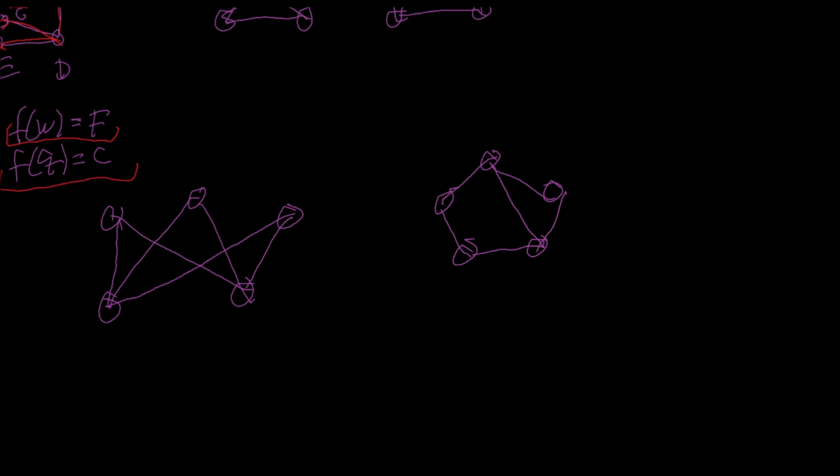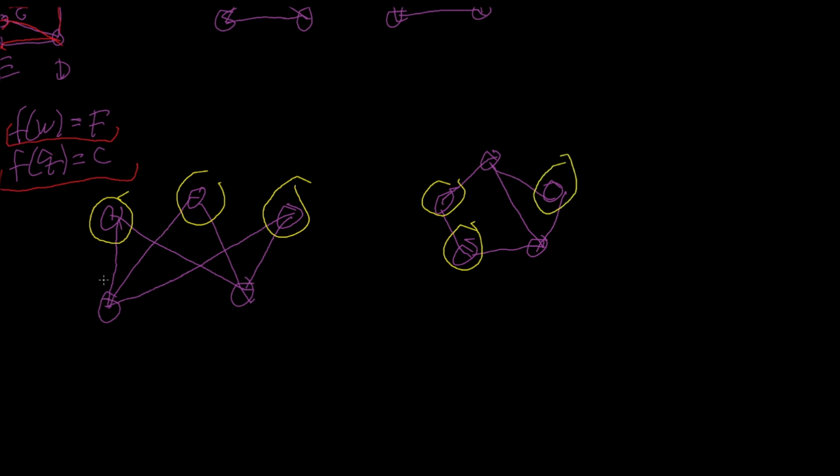Now, it does look rather promising since both graphs have three vertices with a valence of 2. These three vertices has a valence of 2, and these three vertices has a valence of 2. And it also has two different vertices with a valence of 3, and this graph has two vertices with a valence of 3.